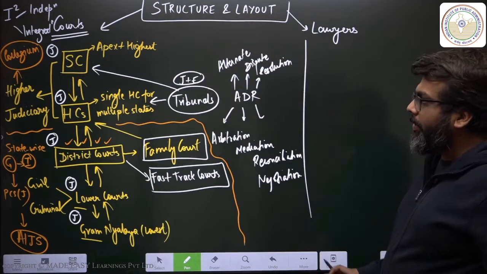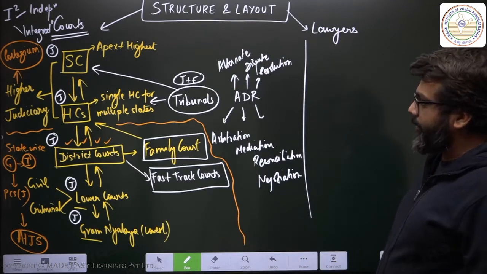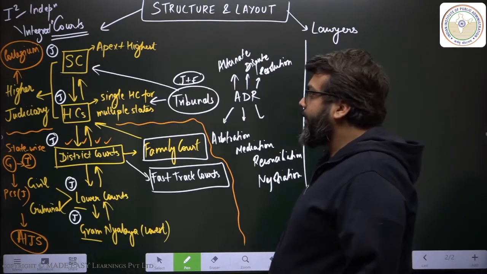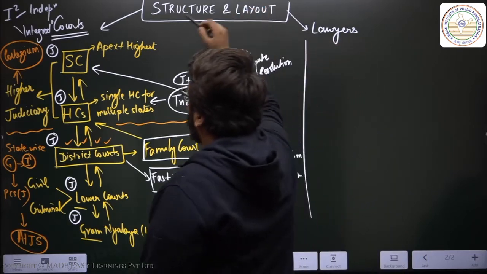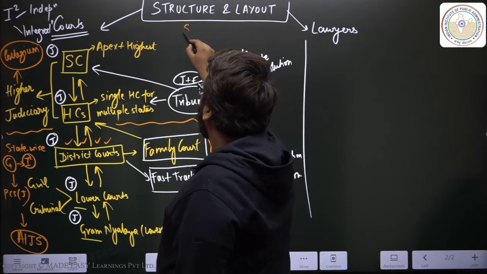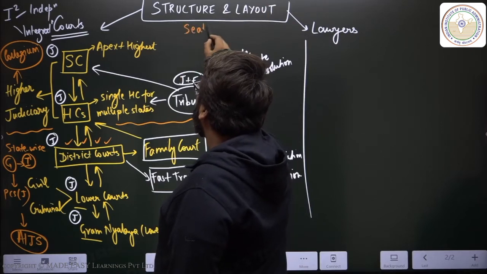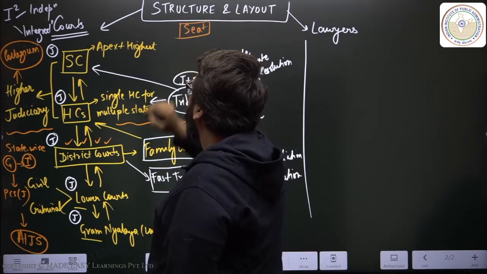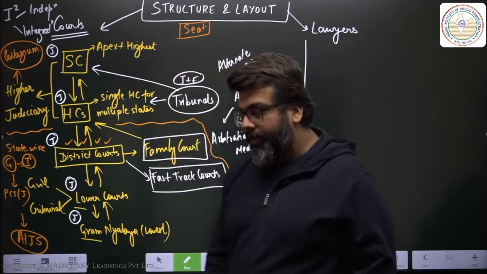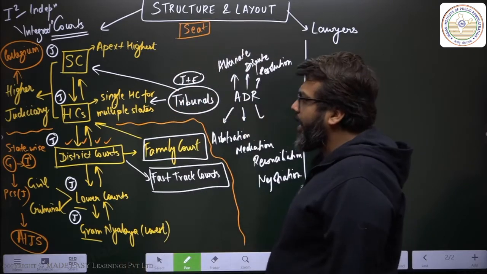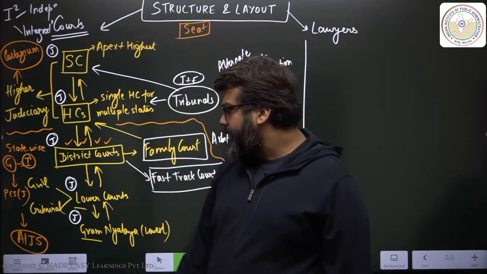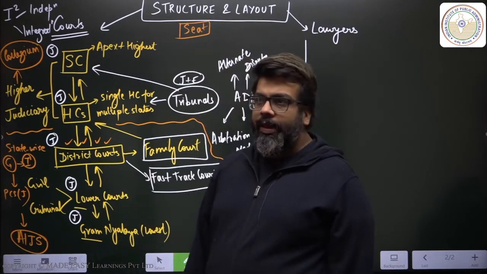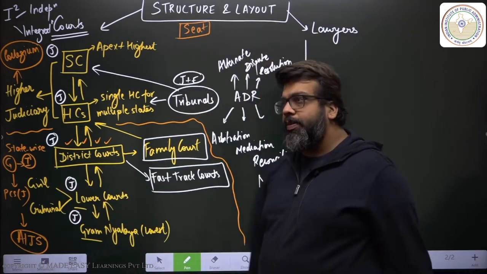Now, this is broadly how the ecosystem works. Now, let's get into the technicalities of this. First is the word seat, where we say the seat of the court. Where is the court? So high courts will be there in a state, district courts will be in a district, lower courts will be in a subdivision or block.